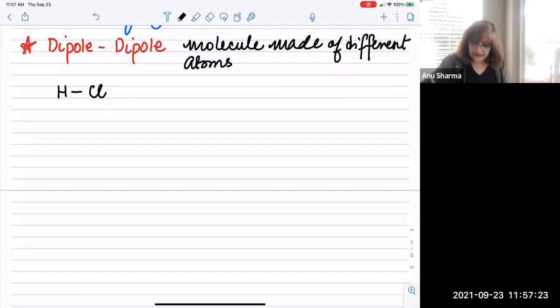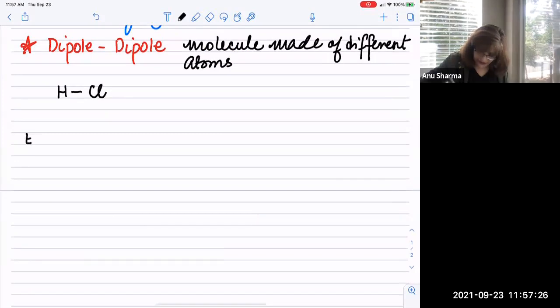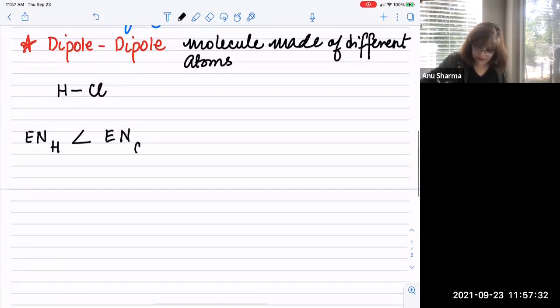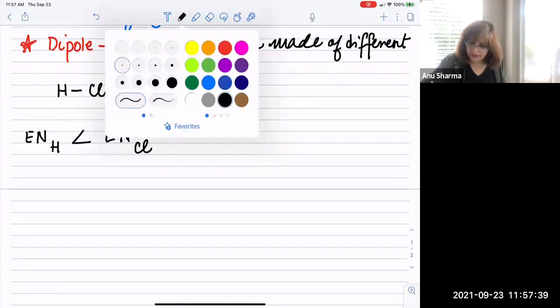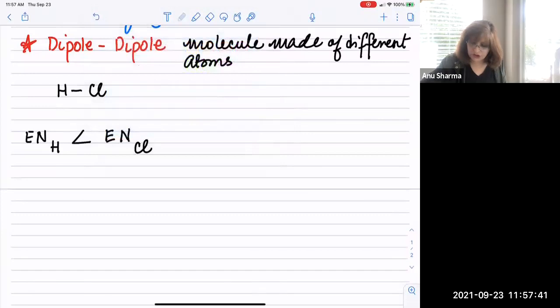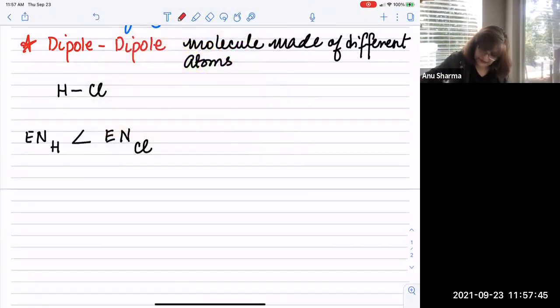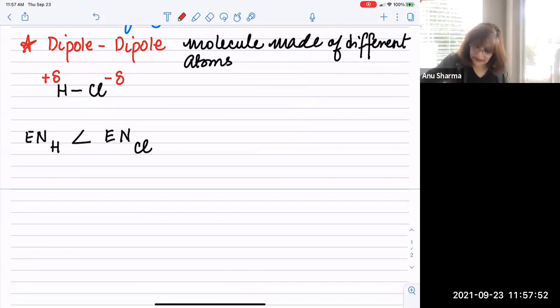Hydrogen is less electronegative. So the electronegativity of hydrogen is less than the electronegativity of chlorine. And we've discussed this quite a bit in the previous lectures. So by this time, you should just know that chlorine is more electronegative than hydrogen. Chlorine gets a delta negative charge, hydrogen gets a delta positive charge. The heat map of this molecule looks like this.